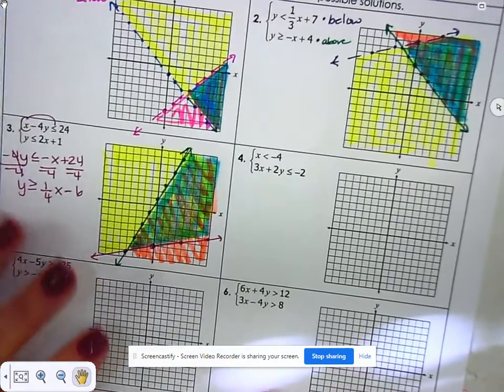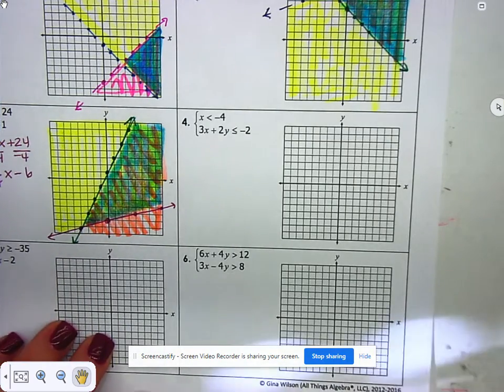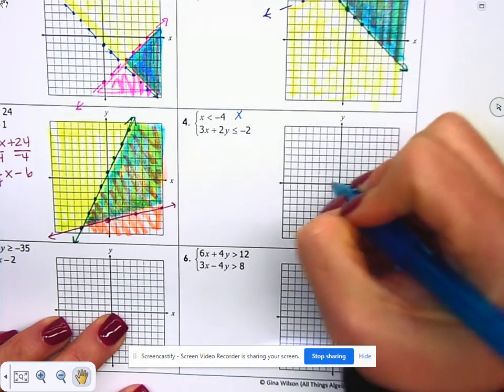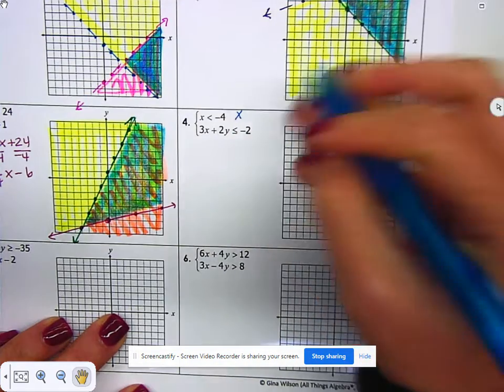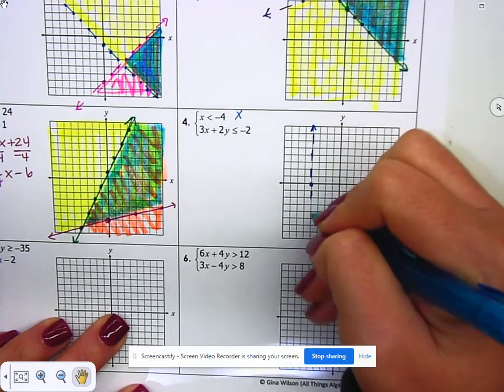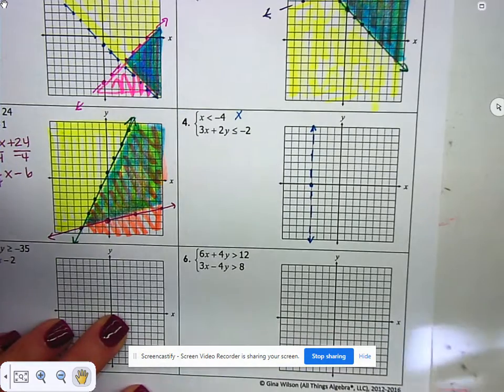Okay. All right, number 4. So the first one in number 4 is one of our special lines. So remember, for that special line, that's an X is a stick man with 2 legs, so he stands tall. So we're going to go over to negative 4, and we're going to make a dotted tall line. Okay. Shade in a second.